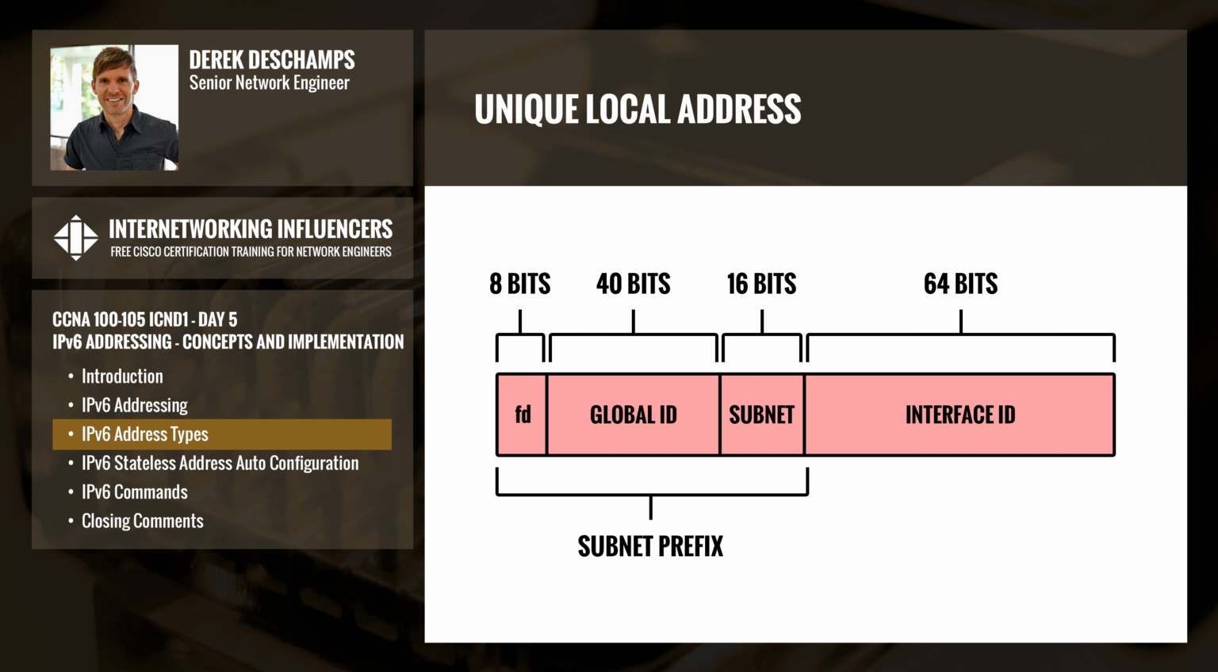Unique local addresses are used for communication within an internal network. Unique local addresses begin with FD as the first two hexadecimal digits, taking up 8 bits. The next 40 bits make up the global ID, which is chosen randomly by the administrator. The next 16 bits are used as subnet bits, leaving 64 bits to be used as interface ID bits.